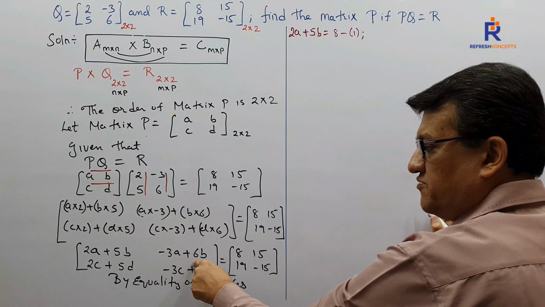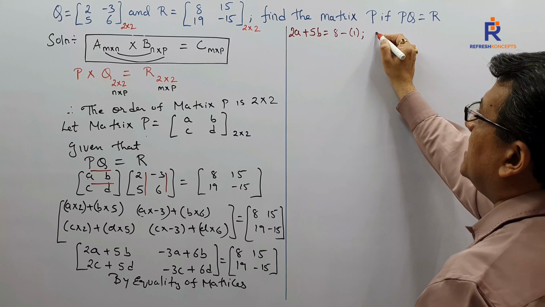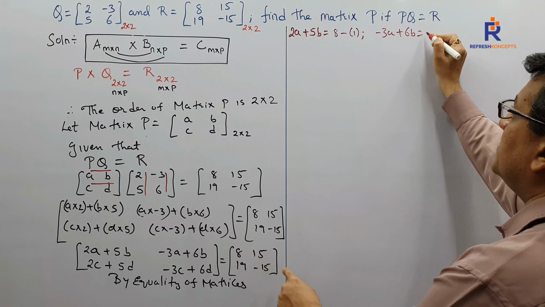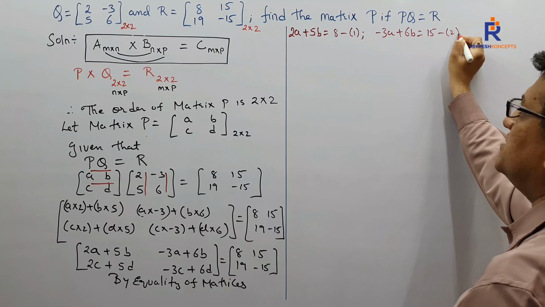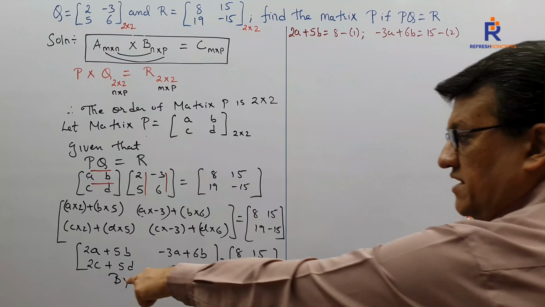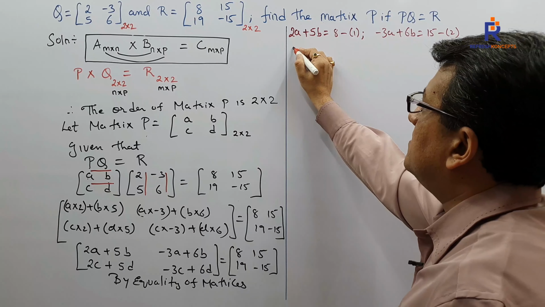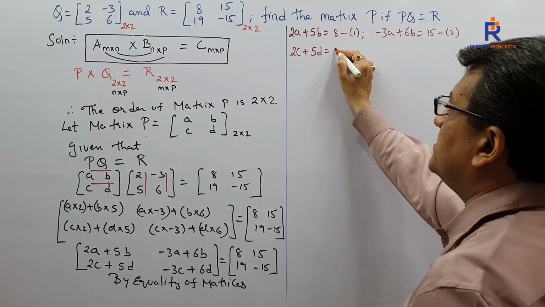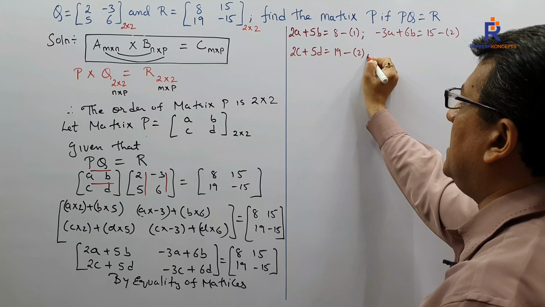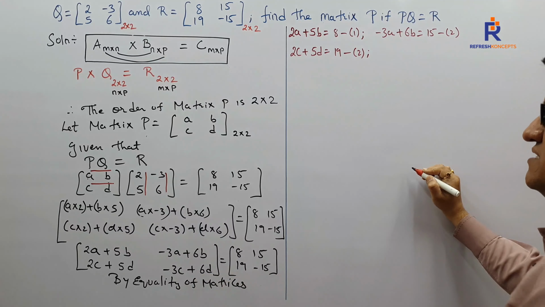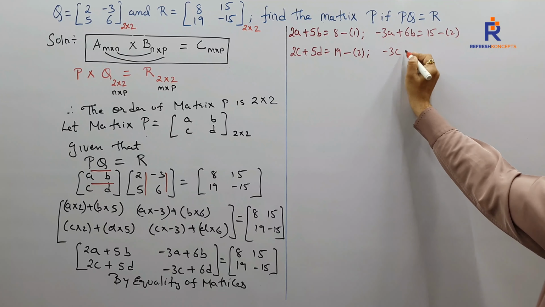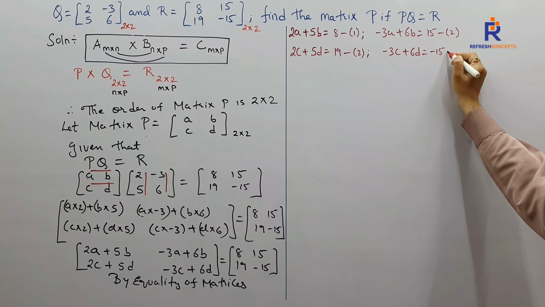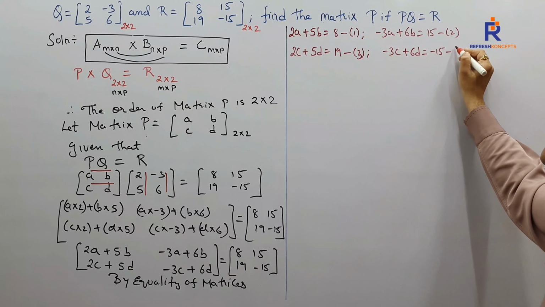Likewise, minus 3A plus 6B is equal to the corresponding element, 15. Let this be my equation number 2. 2C plus 5D is equal to the corresponding element over here, 19. And minus 3C plus 6D is equal to minus 15. This is my equation number 3, mind you. This is my equation number 4.